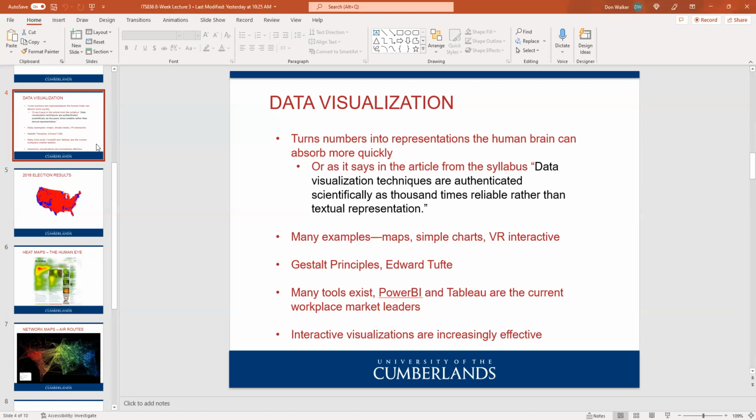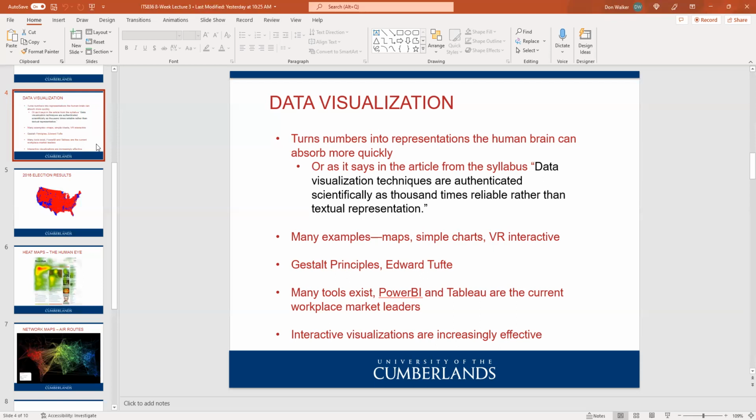VR interactive, you're walking through the data like Tom Cruise in Minority Report. You're actually interacting with data visualizations in 3D. Really cosmic stuff that folks are working on out there. And that may be something that you want to do your dissertation on.